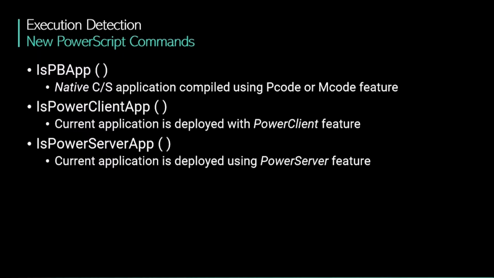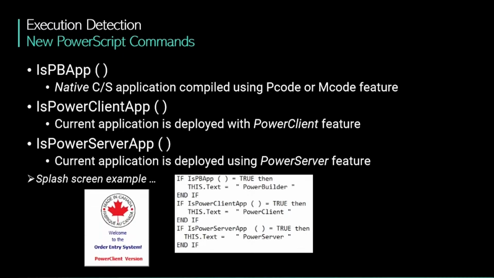So you can check the particular status. Here's a splash screen example. In my order entry application from the framework, this is the code that I have. If it's a PB app, show PowerBuilder. If it's PowerClient, show PowerClient, which you can see on the left-hand side in the splash screen, PowerClient version at the bottom of that. Or if it's a PowerServer app, then write the text PowerServer. And that's what gets driven into the splash screen.